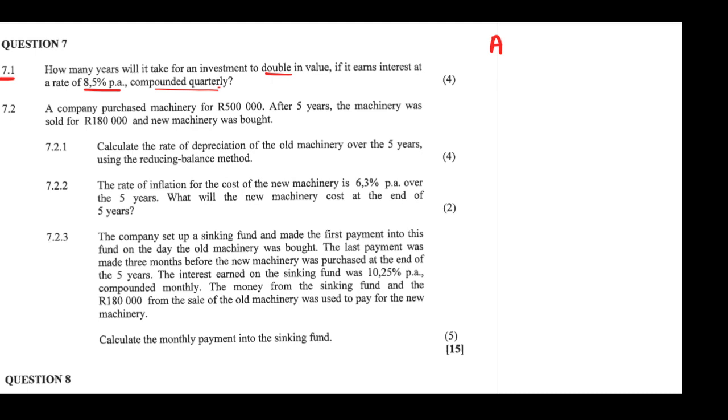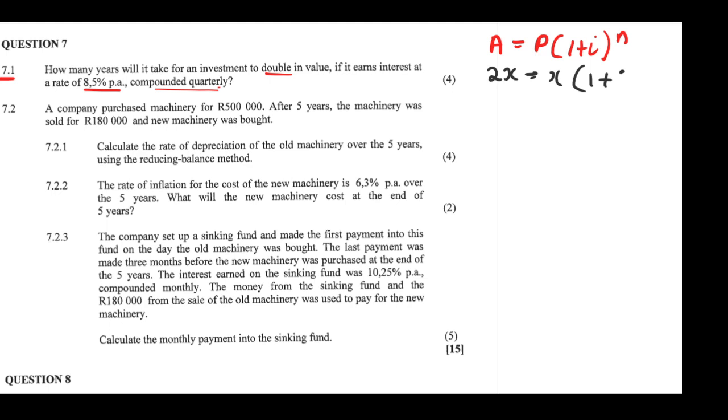Remember, if it's compounded, you're talking of a compound formula, which is A equals P into 1 plus i to the power of n. And we are told that the investment will double, so here we can say let A be equal to 2x and P would be x, which means the investment has doubled. And then 1 plus the interest rate, which is 8.5%, so you're going to divide that by 100.